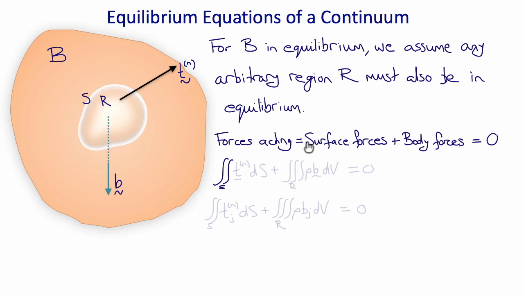Now the forces acting on the region would be the double integral over the surface of the surface tractions Tn with respect to S plus the triple integral over the volume of rho times B. B is body force per unit mass, so rho times B is body force per unit volume. Writing this in index notation, we obtain the double integral over the surface S of Tj with respect to S plus the triple integral over the volume of the region R of rho times Bj with respect to volume is equal to 0.